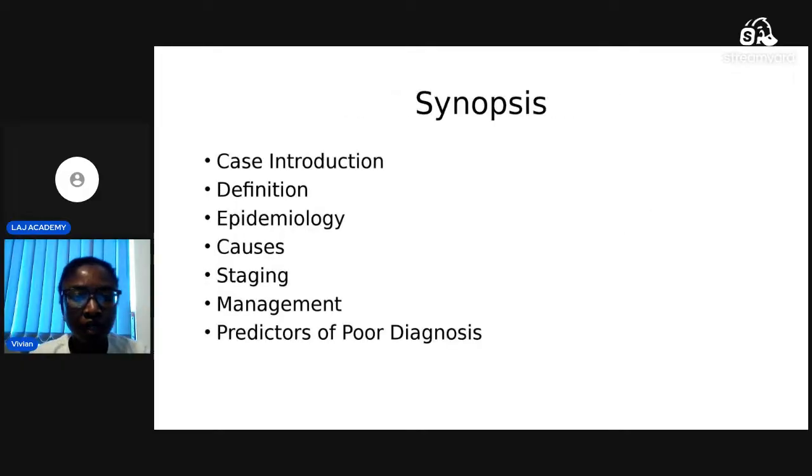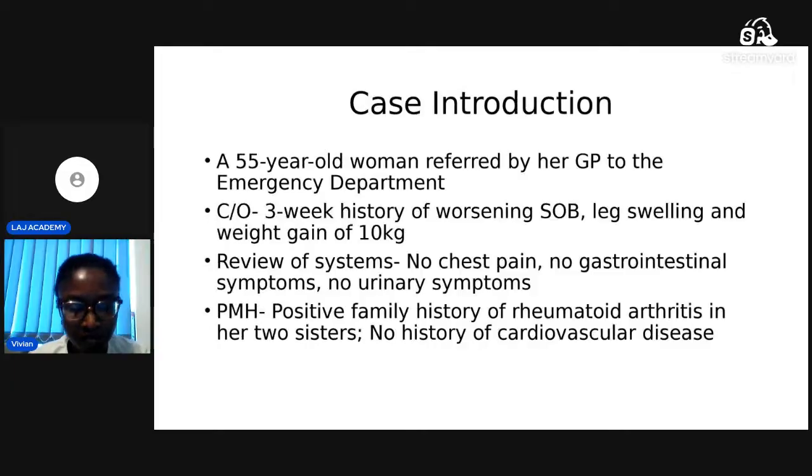We're going to be discussing this case review under these subtopics: introduction, the definition, epidemiology, causes, staging, management, and predictors of poor prognosis. Okay, so this is the case.